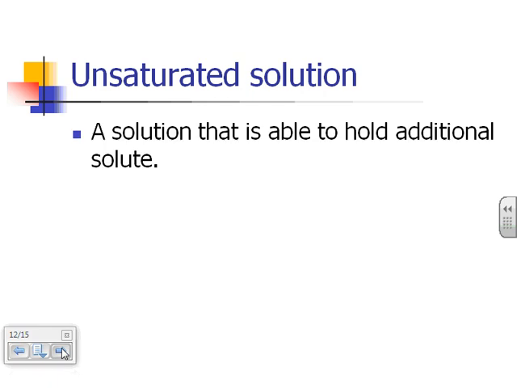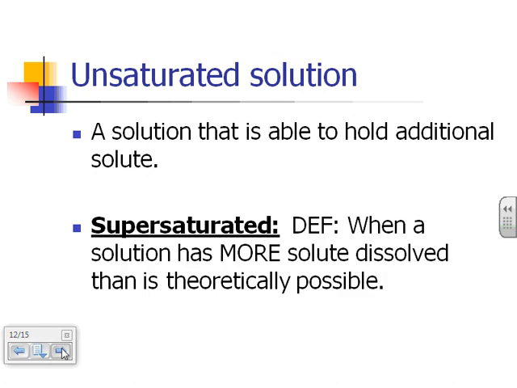An unsaturated solution is a solution that is able to hold additional solute. If you think back at that graph we had, anything below the line is going to be an unsaturated solution. A supersaturated solution, on the other hand, is above the line. That is when a solution has more solute dissolved than is theoretically possible.